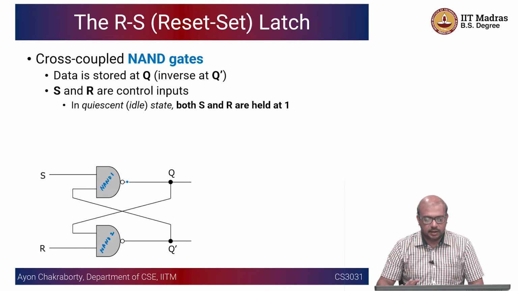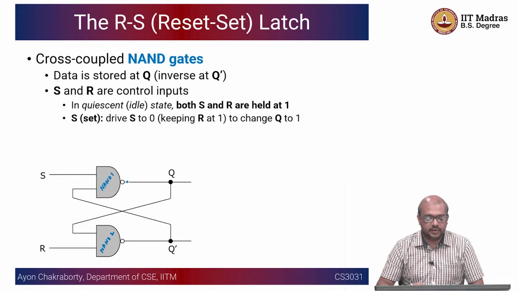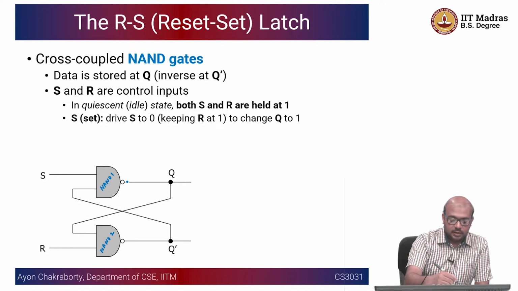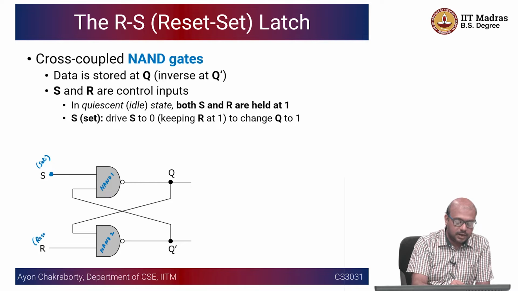Okay, so there is a quiescent or idle state which is both S and R are held at 1. So if you have S and R both held at 1, we have to see what it means in the circuit. There is a set state if you drive S to 0, keeping R at 1. So if you make S equal to 0, Q is changed to 1. Okay, so let us see. If you have S, this is your set input. Let me write it here, set, and this is your reset.